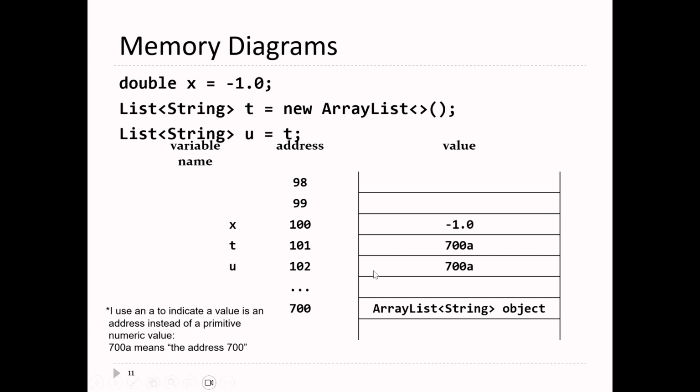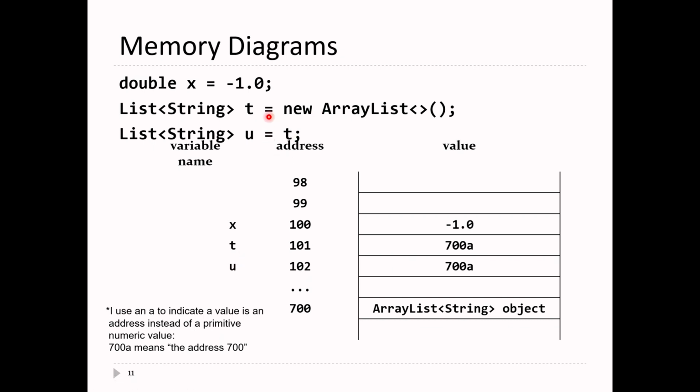And so what value does t store? Well, t stores the address of that object. So when you see something on this memory diagram that has an a after it, that's indicating it's an address and not a numeric value. So 700a means the address 700. On the next line, we make another variable u, and we say u gets the value of t.